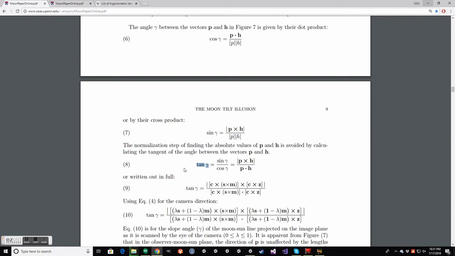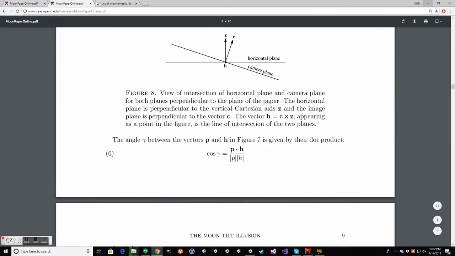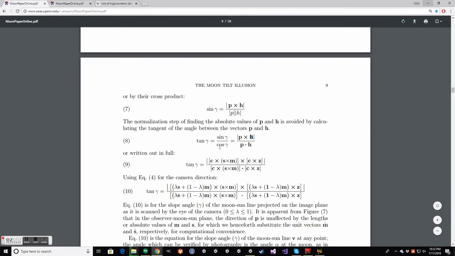So we have the tangent of gamma equals the magnitude of p cross h divided by p dot h. We're just going to now take this equation and substitute in what these values were. H equals c cross z, and so we'll put that right here as the h's go in, and this was the equation for the p. If you remember, p was c cross s cross m.